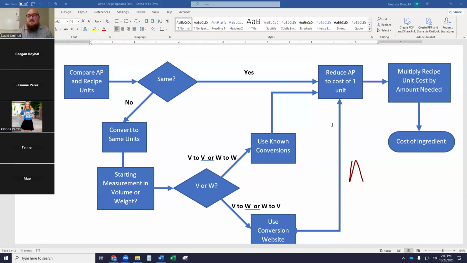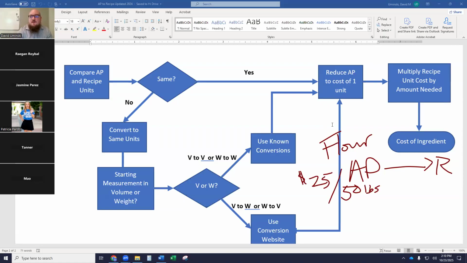So let's do an example of AP to recipe. Okay, let's do flour as an example. If I buy 50 pounds of flour for $25, and let's say I need 6 cups. Okay, so I need 6 cups of flour.